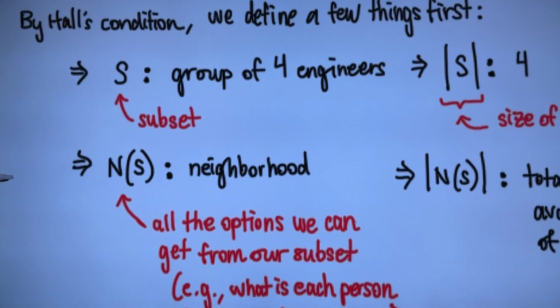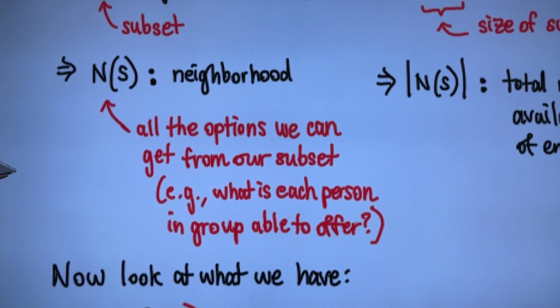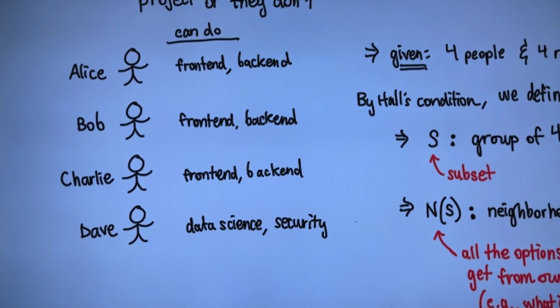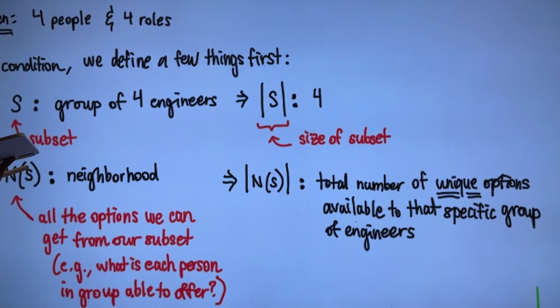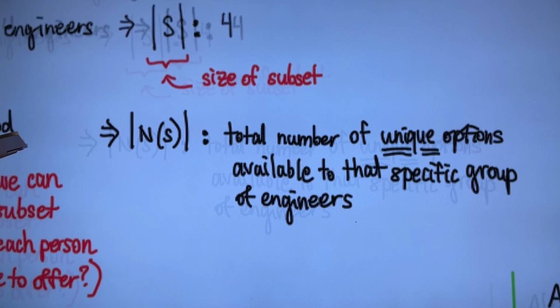Next, we describe something called N of S, or NS. That is the neighborhood. So in this case, NS represents all the options we can get from our subset. In other words, what is each person in the group able to offer? We have front end, back end, data science, security. It's a variety. So if you take the absolute value of NS, that just gives you the total number of unique options available to that specific group of engineers.